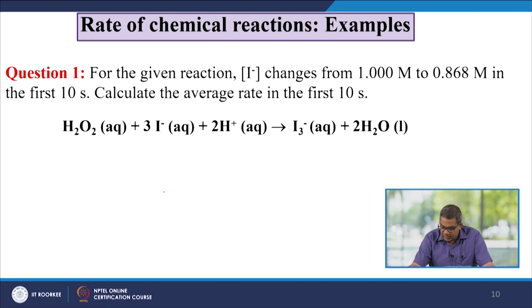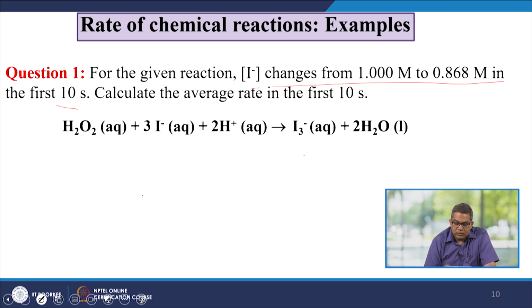Now, let us take another example. For the given reaction, the I minus concentration changes from 1 molar to 0.868 molar in the first 10 seconds. So, you need to calculate the average rate in the first 10 seconds. The equation is given as H2O2 plus 3I minus plus 2H plus. This gives us I3 minus plus twice H2O.